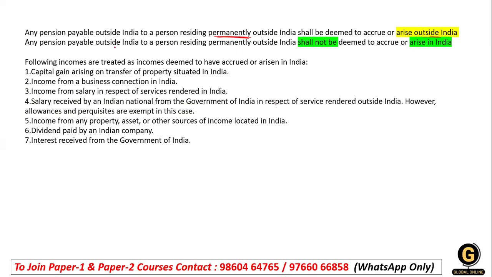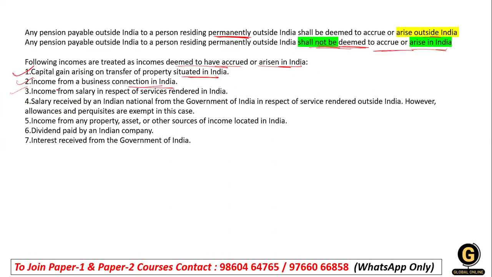Any pension payable outside India to a person resident permanently outside India shall not be deemed to accrue or arise in India. Now, what is deemed to accrue or arise in India? First, capital gain arising from the transfer of property situated in India. Then income from a business connection in India, which is also deemed to accrue or arise in India.